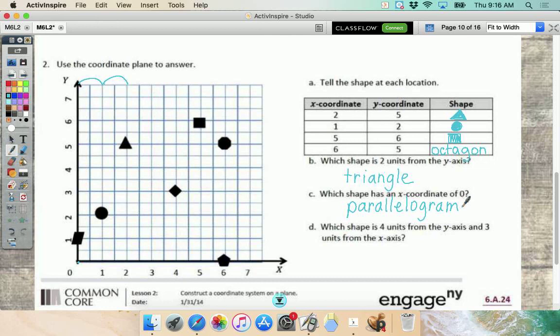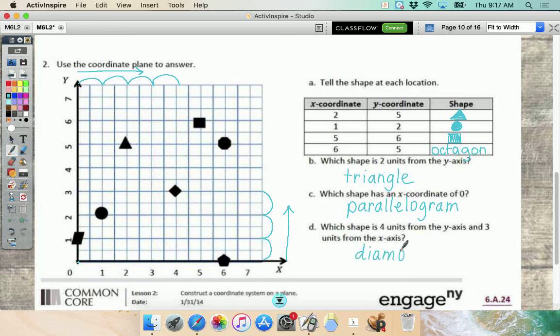Okay, so the next one. Which shape is 4 units from the y-axis? So it's going this way, okay? Which shape is 4 units? So I'm going to go over 2 more. Join me. Go over 2 more. And which shape is 3 units from the x-axis? So look at this. Go ahead and make your bunny hops for me. So then wherever I landed, I'm going to follow those lines. And what do I end up with?